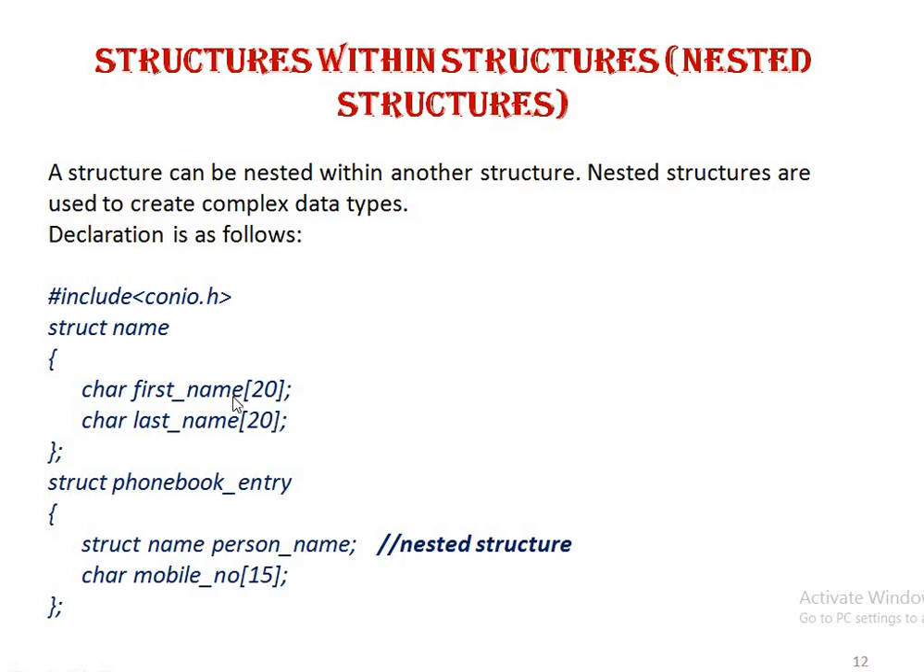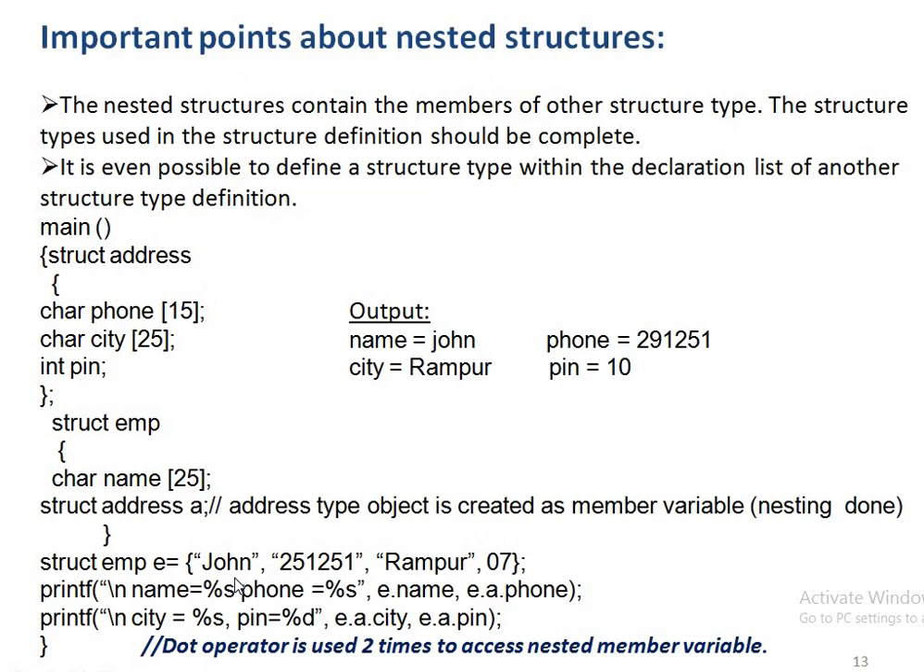Three values can be given: first name, last name, with the help of this person name, and mobile number is its own. In the next example we can see this properly. Structure address has character phone, character city, and integer pin. Then struct emp has name and structure address a. Now this struct address a is actually an object of this structure address, and here nesting has been done.